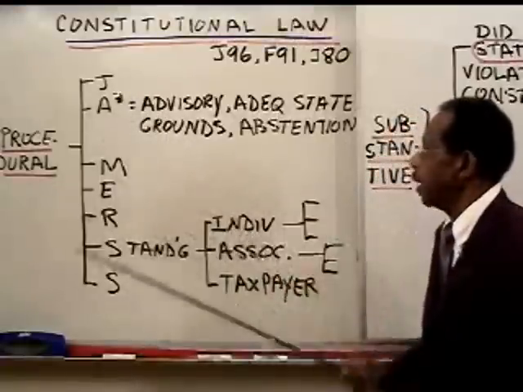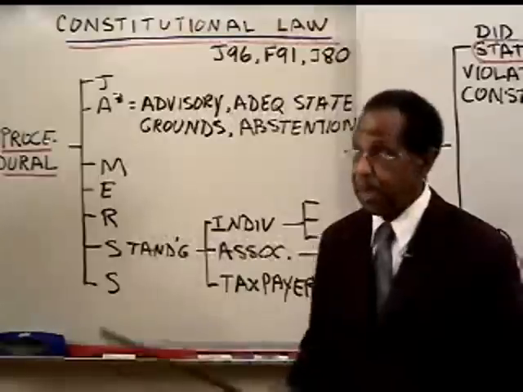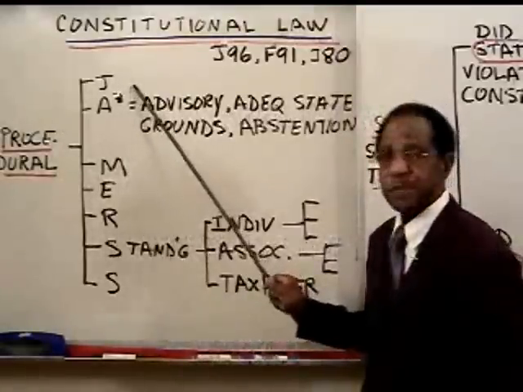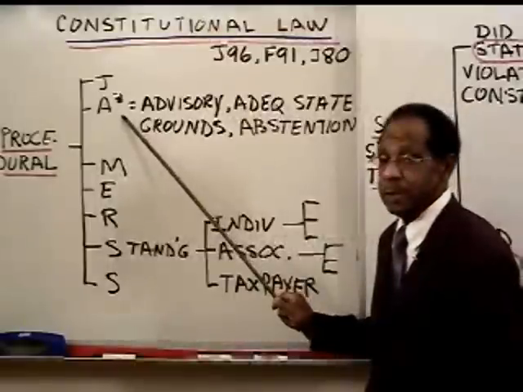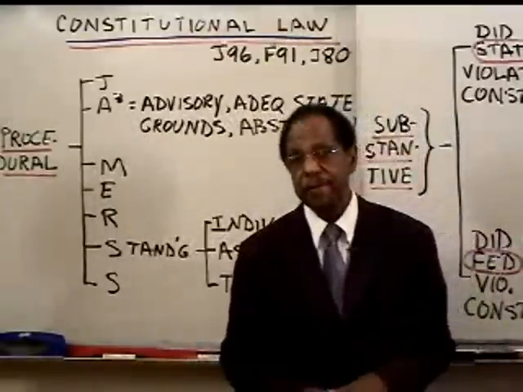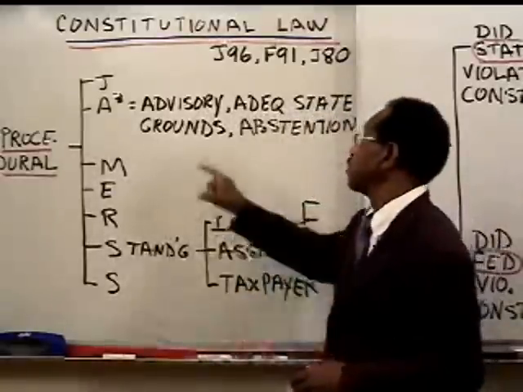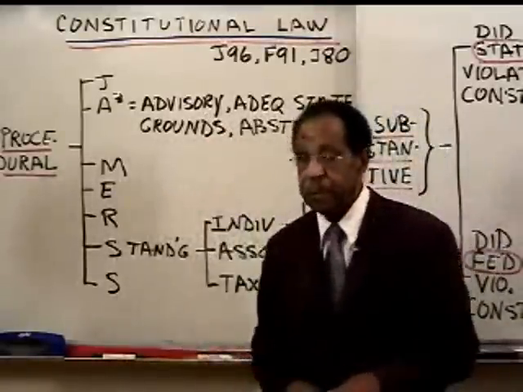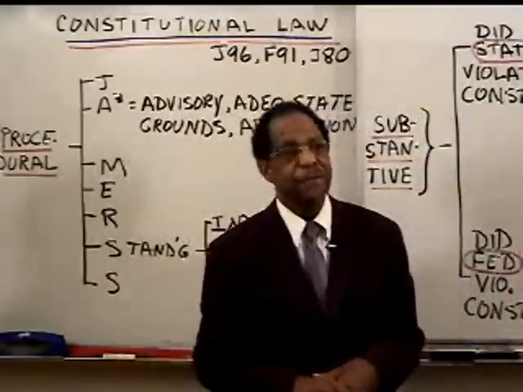Next are the 3 A's. These are 3 things that will keep you from getting into court. Again, if the issue is not justiciable, you will not get into federal court. The 3 A's here, the A cubed, are 3 other reasons, all beginning with A, as to why you might not get into the federal court system. First one is advisory opinions. The court simply was not authorized to give advisory opinions.